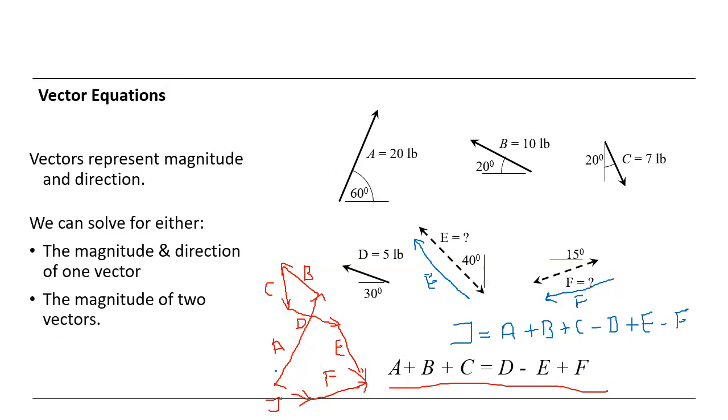A is okay, positive. B is okay, positive. C is okay, positive. C is also in that direction. Where is D? D is negative, must be negative. Okay, D is negative because D is in that direction. And F is, A is positive.